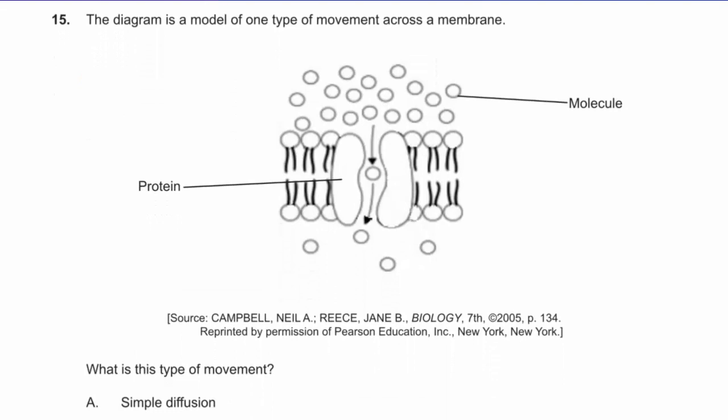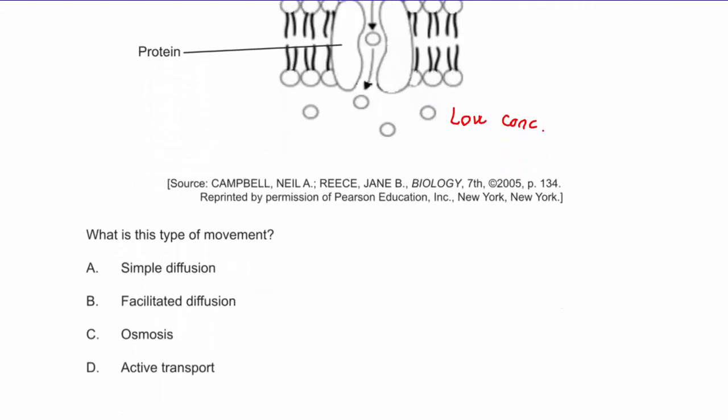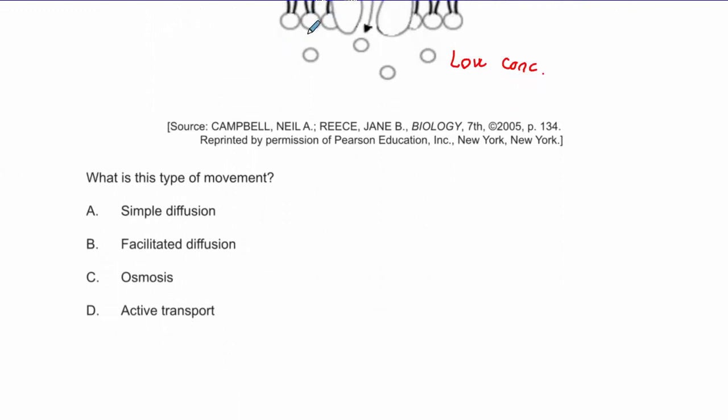15. The diagram is a model of a type of movement across the membrane. And here we have a molecule with high concentration, because there are many. You see that there are many molecules here. And so it goes to low concentration. And so this is movement along its concentration gradient, and this is of course facilitated diffusion.